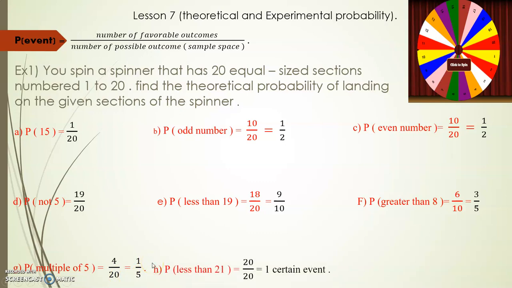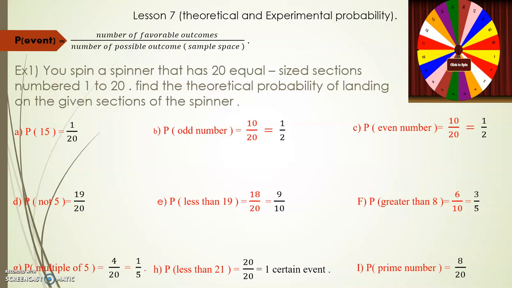Letter H, probability of number less than 21. So whole numbers less than 21. When we count them, it will be 20. 20 out of 20 equals 1, and we call it a certain event. So from letter H, we know that if the probability of an event equals 1, we call it a certain event.